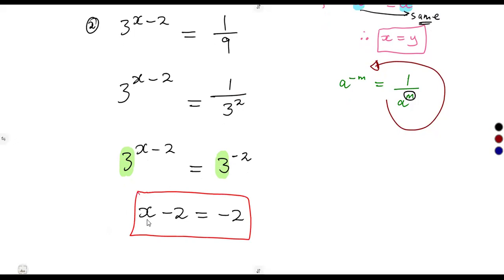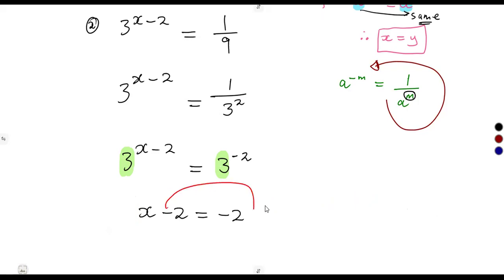This is a linear equation. Remember those linear equations. How do you solve linear equations? So we have to get rid of what? This minus 2 on the left-hand side. How can we get rid of it?